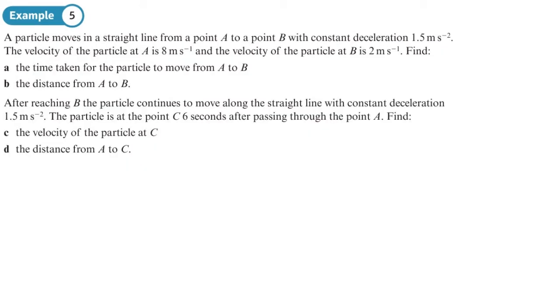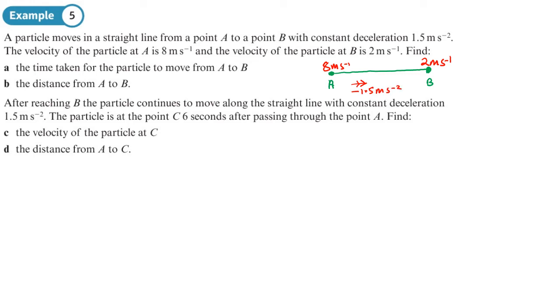Okay, so I'll just start by drawing this as a diagram. So we've got this particle at point A, and it's decelerating, and then it gets to point B. At point A, the velocity is 8. At point B, the velocity is 2, so you can see it's slowing down. And it said it's decelerating at 1.5. So we use the arrow like this to show acceleration. And I'll put negative 1.5 meters per second squared.